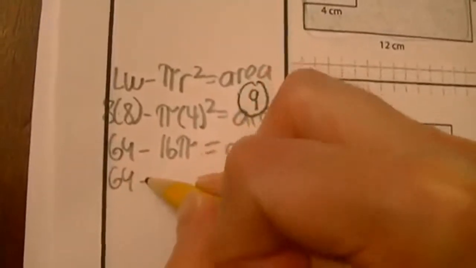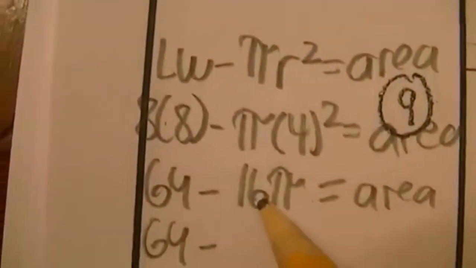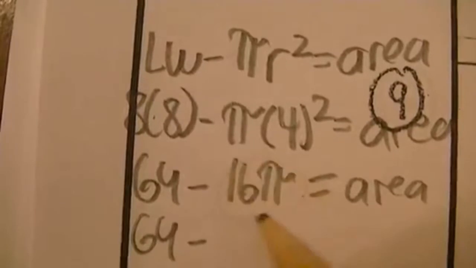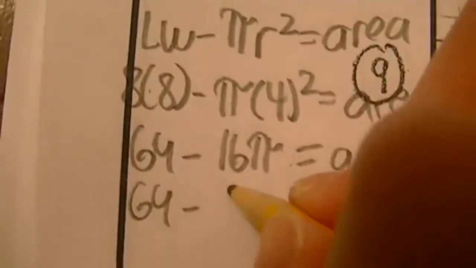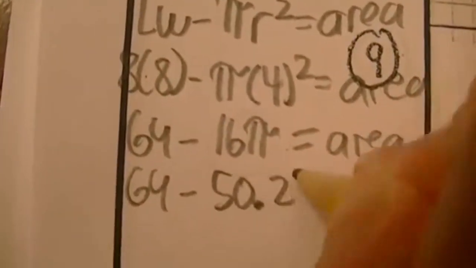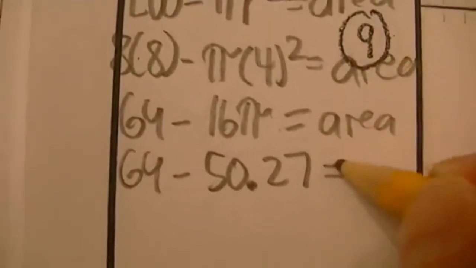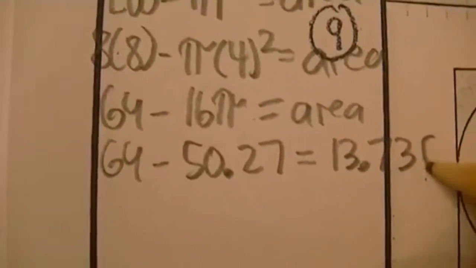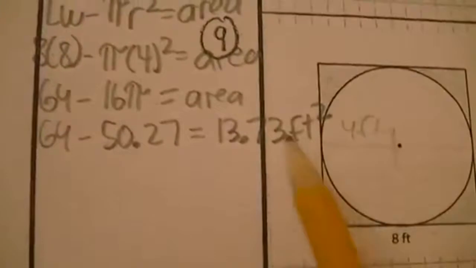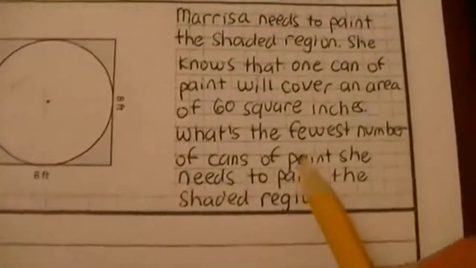So 64 minus, you can't just go 64 minus 16. Remember, like terms, this is kind of like a term right there. So you have to go 16 times pi. And when I did that in my calculator, I got about 50.27. And that's going to give me the area, which is 13.73 feet squared, or square feet, same thing. Okay?